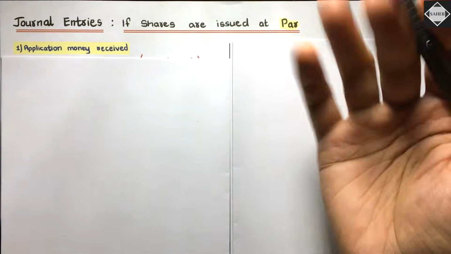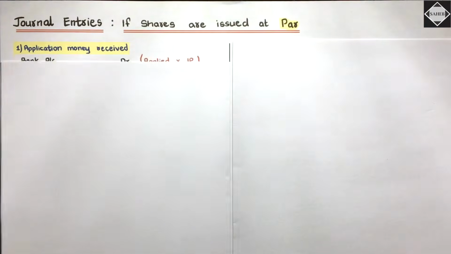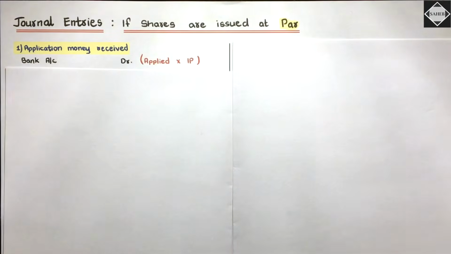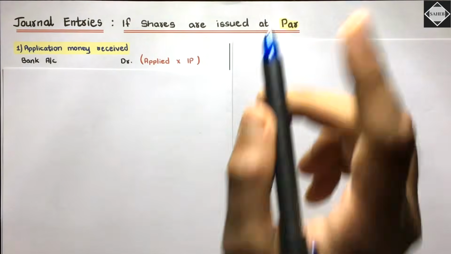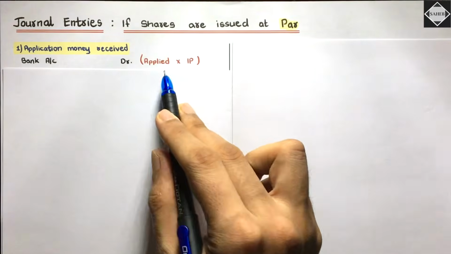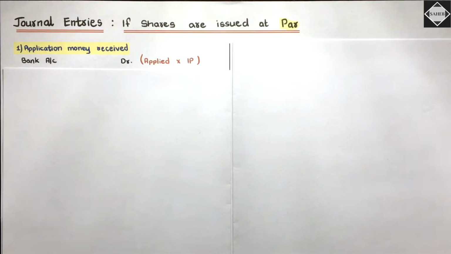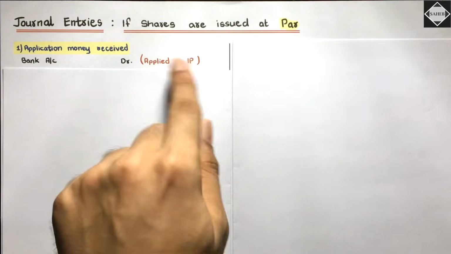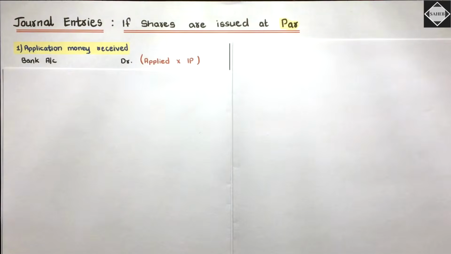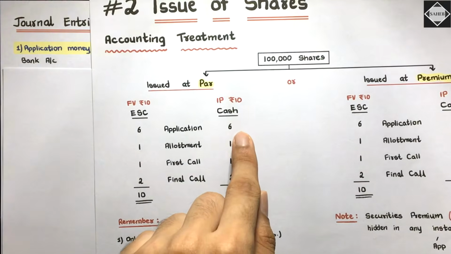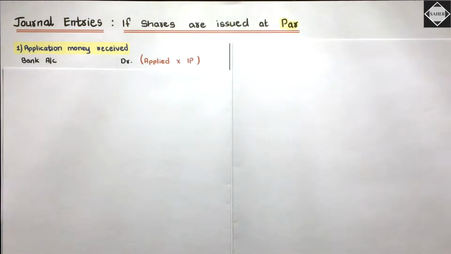Application money received. We have got the money. How much we have got? We have got 6 lakhs. How 6 lakhs? Really simple. See, how much did they apply for? 1 lakh shares they applied for. The whole issue. 1 lakh into IP. What do you mean by IP? Can we take 10 rupees? No. IP over here in this shortcut, in this red ink, means application part of IP. That is 6, no? 6 rupees per share is the application part of IP. So that is what you are going to take.